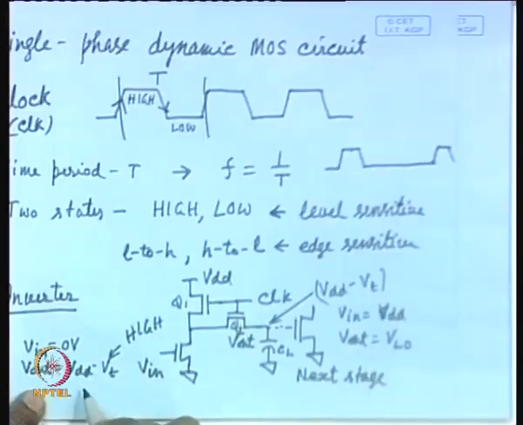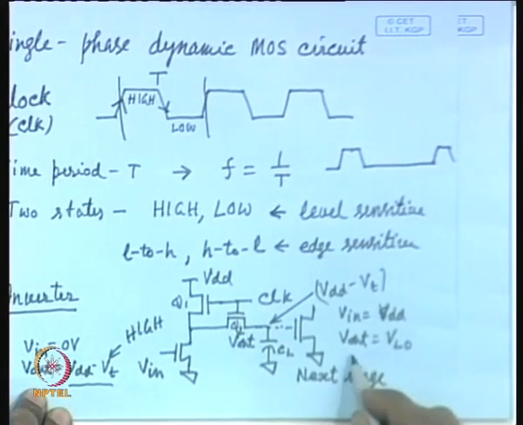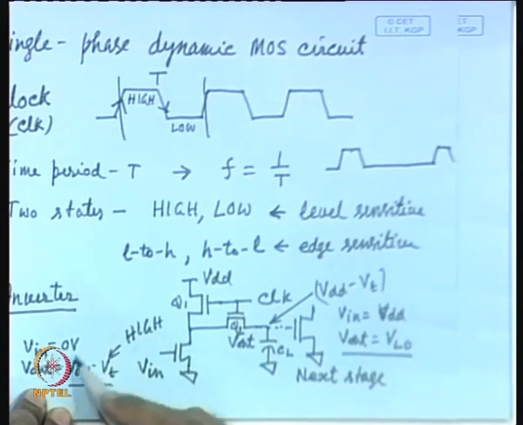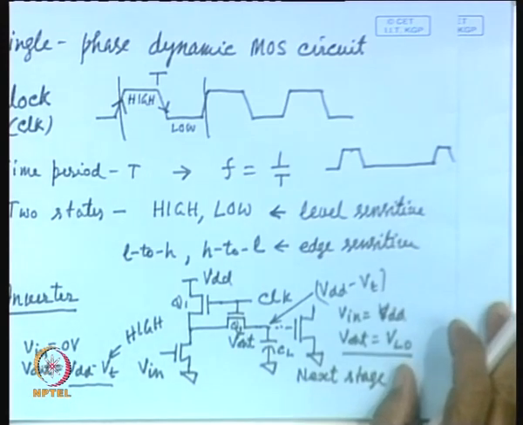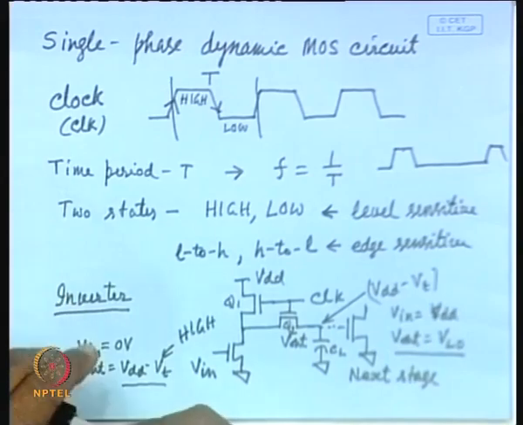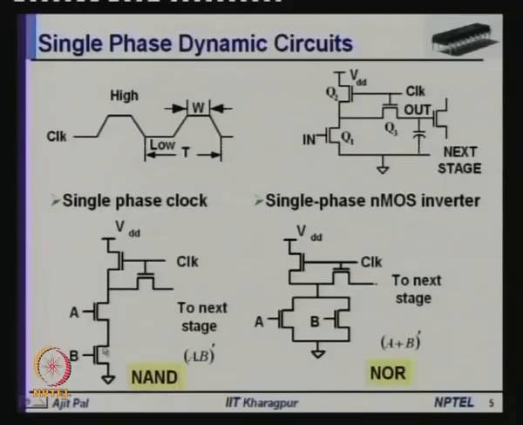However, you do not get good quality high level and good quality low level. Both the levels are weak, not strong high or strong low. So, these circuits are not very popular because of these limitations, although for the sake of completeness we are discussing it. And in fact, not only inverter, you can realize a NAND gate, as you can see, the only requirement is that you will require additional transistors in the NMOS pull down network.